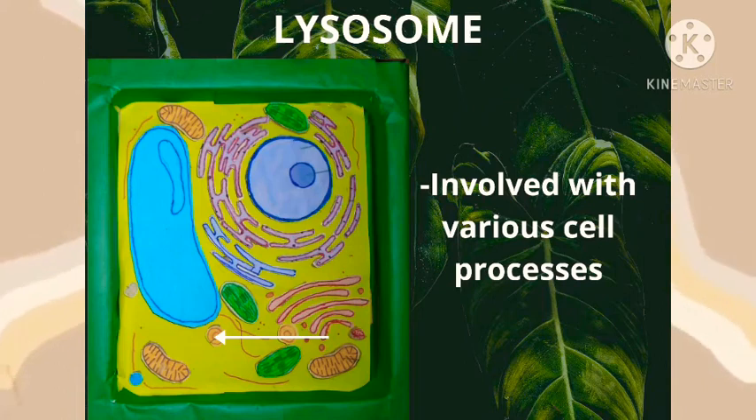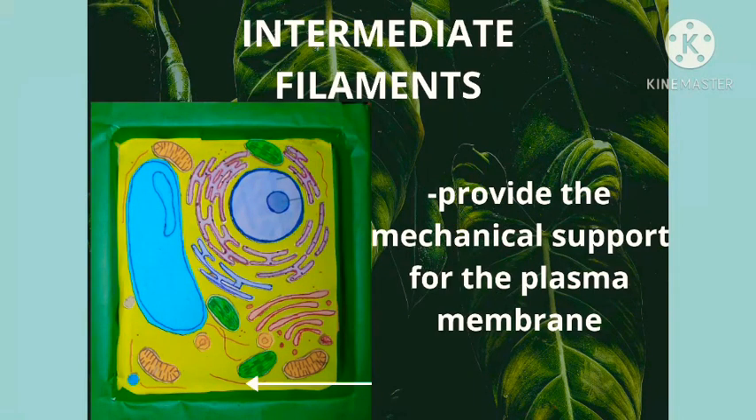Lysosome is a membrane-bound cell organelle that contains digestive enzymes. It is involved with various cell processes. They break down excess or worn-out cell parts. They may be used to destroy invading viruses and bacteria. Intermediate filaments provide mechanical support for the plasma membrane, where it comes into contact with other cells or with extracellular matrix.